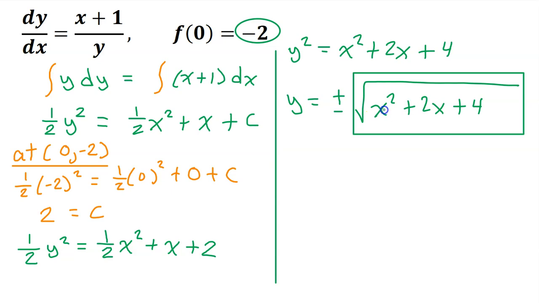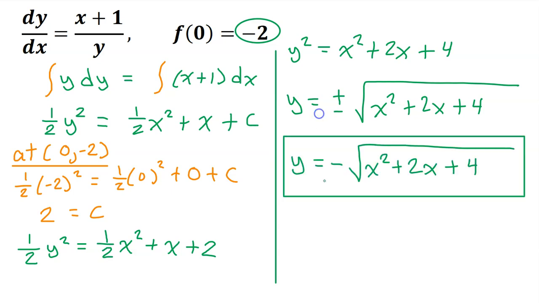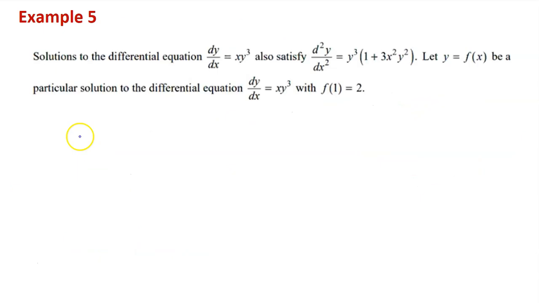So this part is definitely positive. So if f at 0 is to be -2, there's going to have to be a negative in the front. So the answer is specifically y equals negative the square root of x squared plus 2x plus 4.